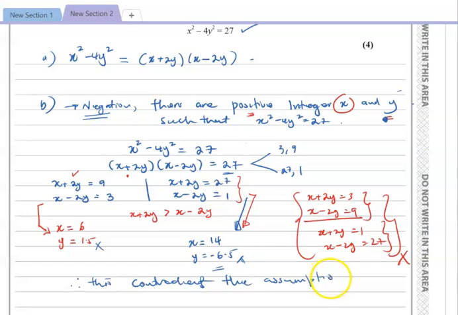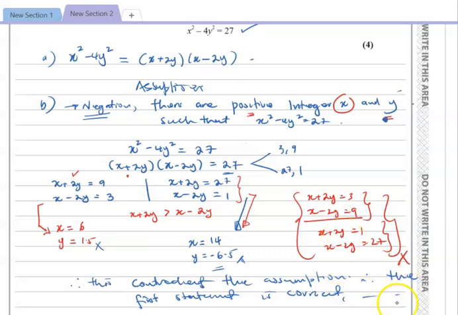Contradicts the assumption. Which assumption are we talking about? The assumption you have made over here. Therefore, the first statement is correct. There are no positive integer solutions for that. You make the conclusion. That's it for this question.